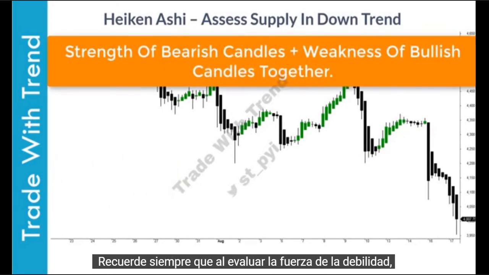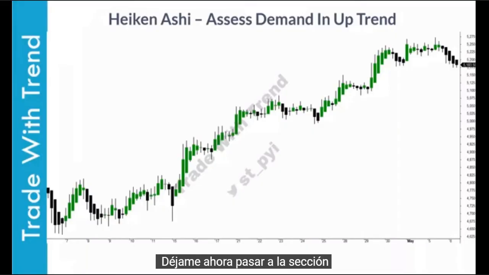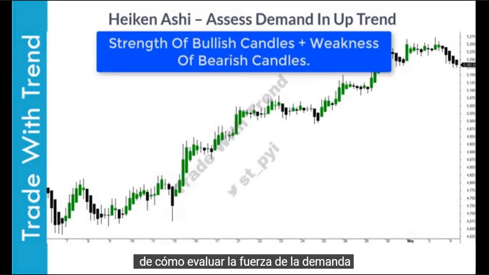Always remember that while assessing strength of weakness, you need to assess strength of bearish candles and weakness of bullish candles together. This actually forms a robust framework for price trend analysis. Let me now come to the section of how to assess demand strength through Heiken Ashi candlesticks.